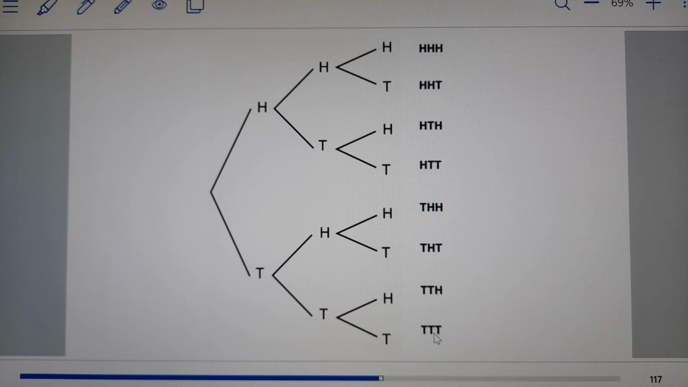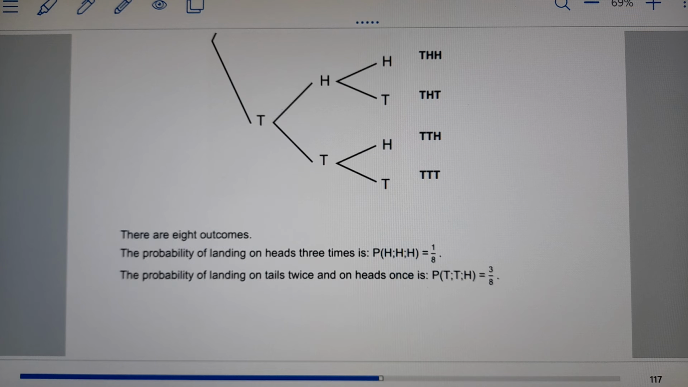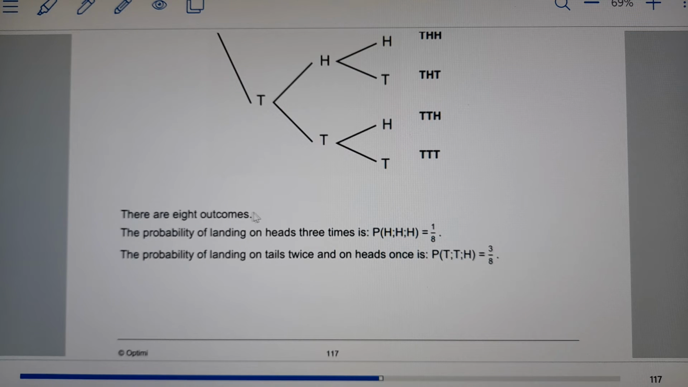So at the end of the day, we have how many outcomes? 2, 4, 6, 8. So for throwing the coin 3 times, we have 8 possible outcomes. Okay, so it's 2 times 2 times 2. So we have 8 outcomes.